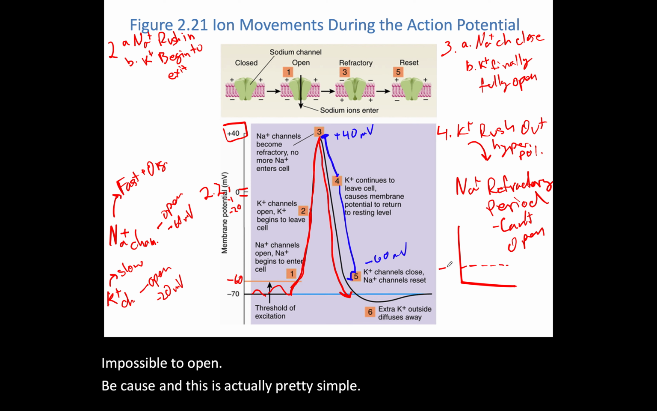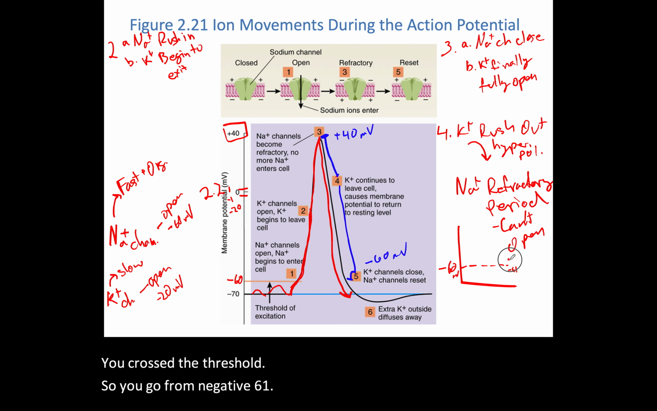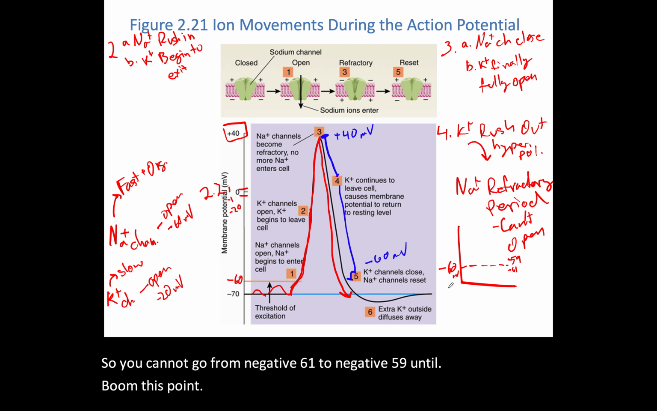How do you open a sodium channel? You cross the threshold. So you go from negative 61 to negative 59. So you cannot go from negative 61 to negative 59 until, boom, this point.